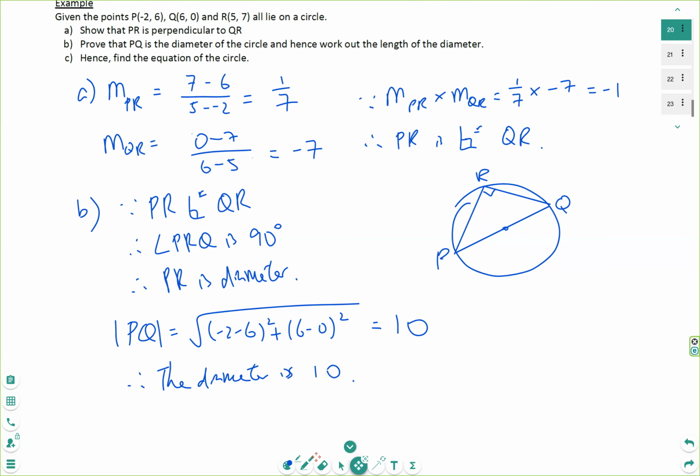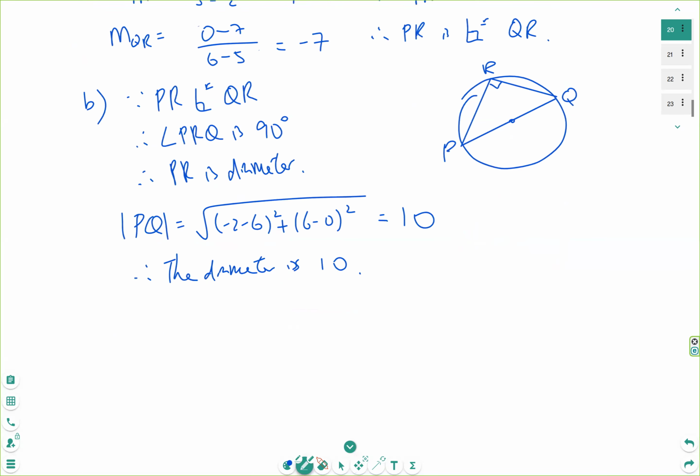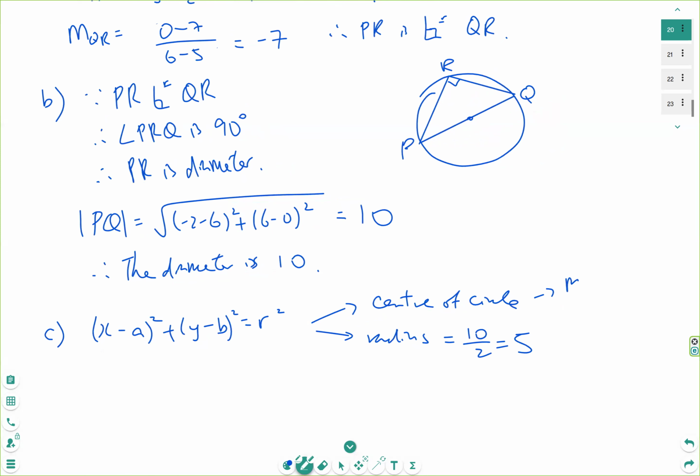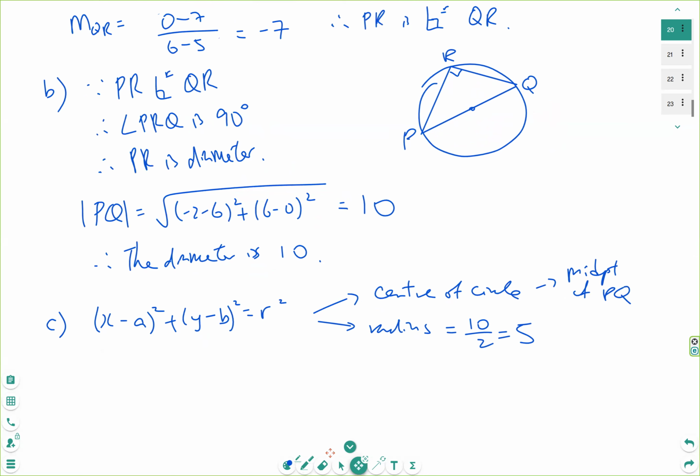Part C, hence find the equation of the circle. To find the equation of the circle, we need x minus a squared plus y minus b squared equals r squared. We need two things: the center of the circle and also the radius. We know the diameter is 10, therefore the radius is half of 10, which is 5. The question is, what's the center of the circle? The center of the circle is the midpoint of PQ. So what we need to do is find the midpoint of PQ.